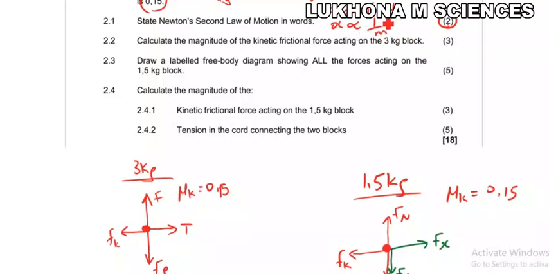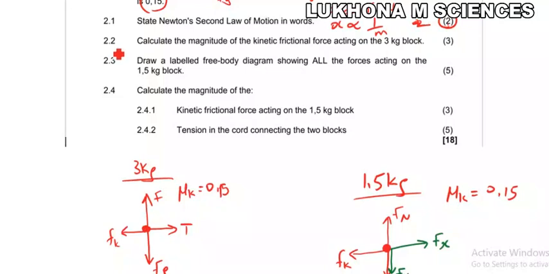Your definition will be like this: when a net force acts on an object, the object will accelerate in the direction of the force with an acceleration that is directly proportional to the net force and inversely proportional to the mass of the object. Then you get 2 marks. Once you miss one of these words, you will get 0 marks. It's either 2/2 or 0/2, so you need to be careful.